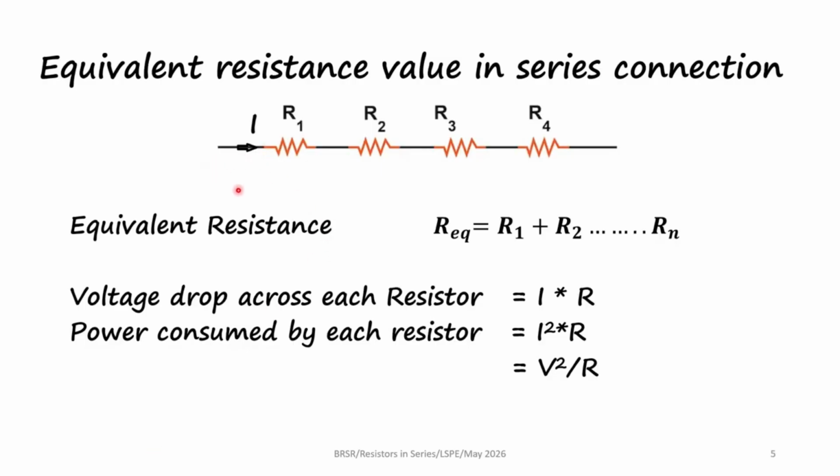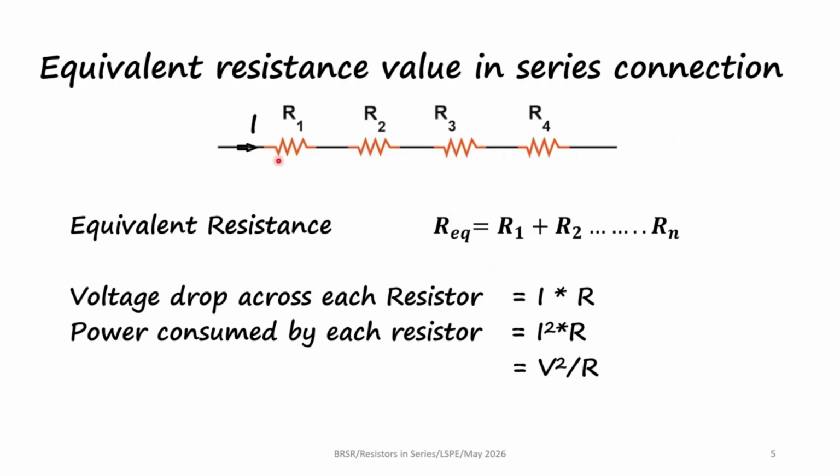If we have a number of resistors, say R1, R2, R3, R4 and so on, connected in series, to find the equivalent resistance value, the formula used is R equivalent is equal to R1 plus R2 and so on up to Rn. So the equivalent value is the sum of the values of the resistors.